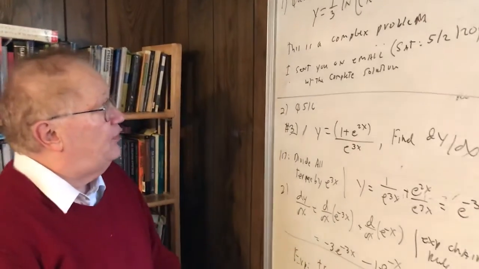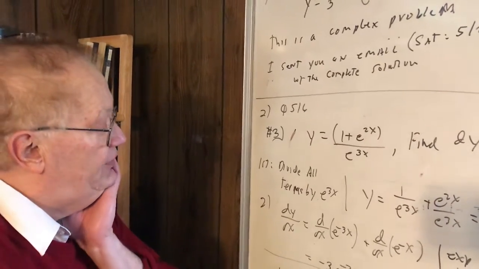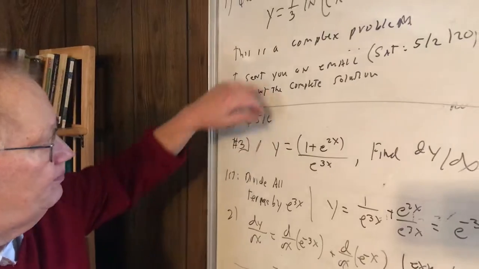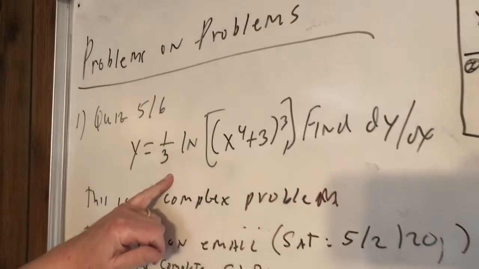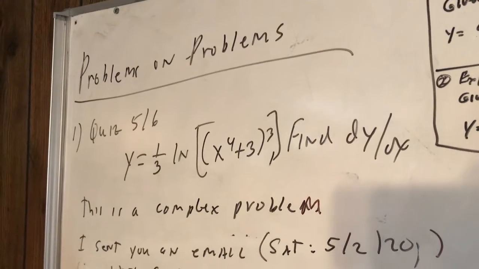We're back. Now that I finished chapter 13, I'm going to go over some of the problems you had on the quizzes. Quiz 5 and 6, the first one: y equals 1/3 the log of x to the fourth plus 3 to the cubed. Find dy/dx.